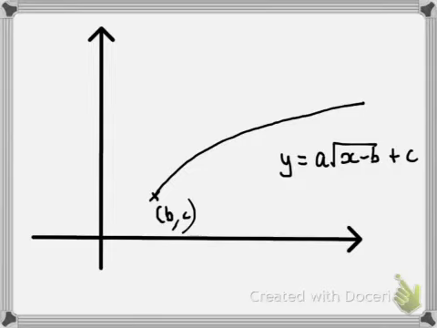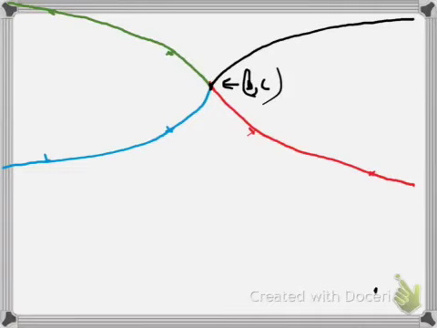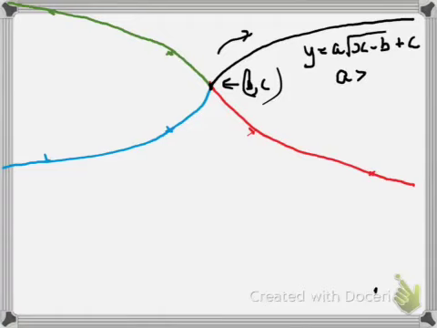The square root function can take 4 basic shapes. And we've got here a point in the middle of the graph that we've defined as b, c. The black graph here would be y equals a square root of x minus b plus c. So in other words, a graph that can be shifted left or right or up or down, but it's the original shape, curving up that way. In that case, a would be greater than 0, that is, a is a positive number.